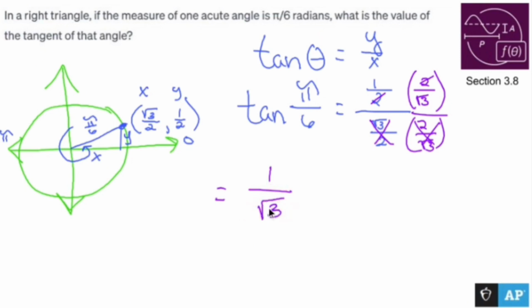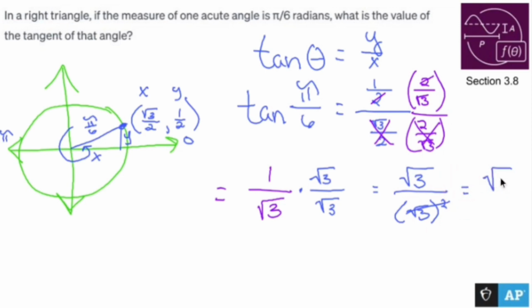Now, you were probably taught back in the day that you should never have square roots in the denominator, so we rationalize the denominator by multiplying the numerator and the denominator by root 3 and root 3. 1 times root 3 is root 3. Square root of 3 times the square root of 3 is the same thing as the square root of 3 squared, in which case the square and the square root cancel each other out, and we're left with the square root of 3 over regular 3. So yeah, there you go. That's the tangent of pi over 6. Fun stuff.